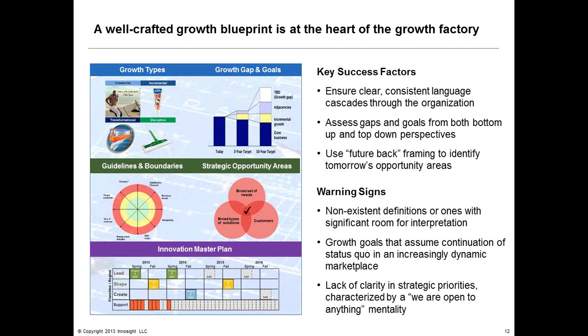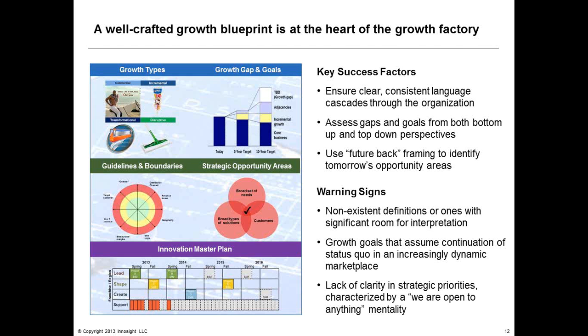In fact, it's going to be a minority of your resources and people that are going to be concerned with the more transformational type of activity. So it's important for people, including leaders, to have a common language to talk about those different types. And then it's also important to assess your gaps in your goals, both from a bottom-up and a top-down perspective, and to use a future-back framing as you're thinking about tomorrow's opportunity areas. And Scott will cover that in more detail.